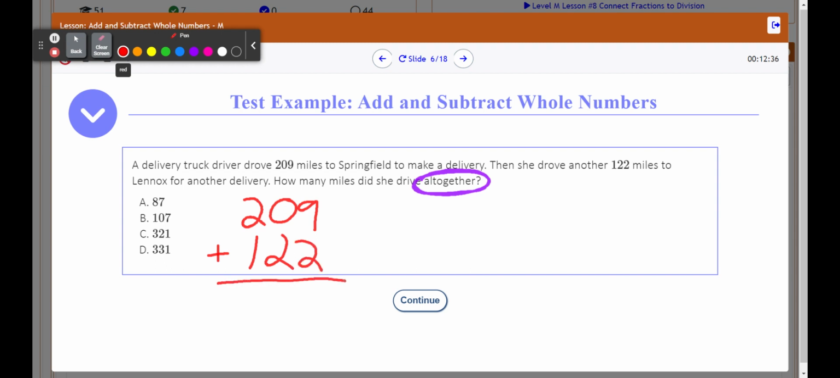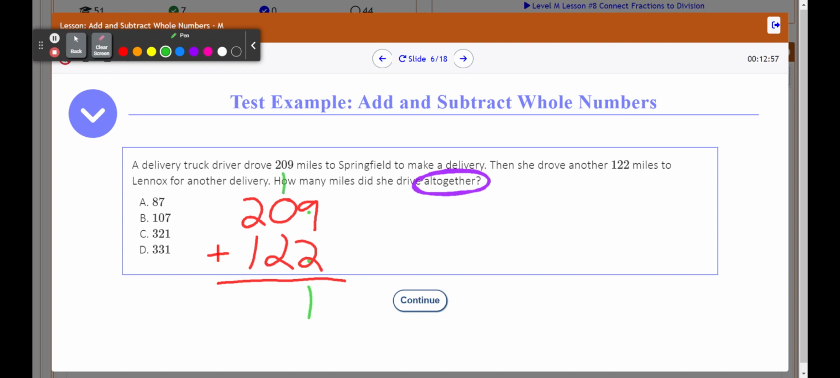Now I'm just going to solve it using the column method. So going to my first column on the right, I have 9 plus 2. 9 plus 2 gives me 11. Again, since it's a two-digit number, I take the last digit, 1, and I put it right under here. And I take that other digit, 1 from 11, and I put it on top here.